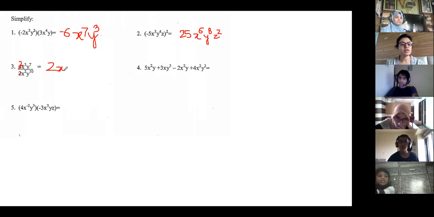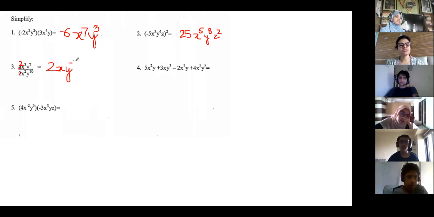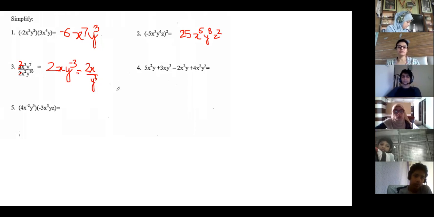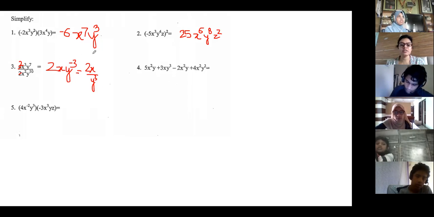2x, and y raised to 7 minus 10. Minus 3, because it was division. So y raised to minus 3. So if I want to write this answer in a positive power, my answer will be 2x upon y cube. Is it correct? Because I don't want to put a negative power, so I'll write the answer in this form.